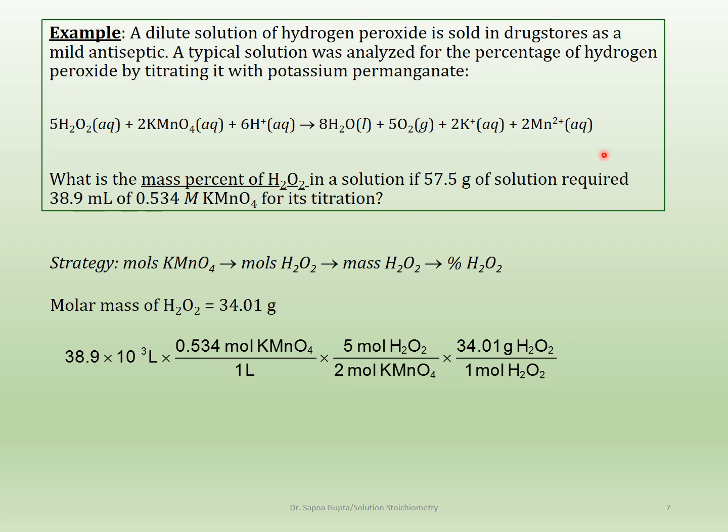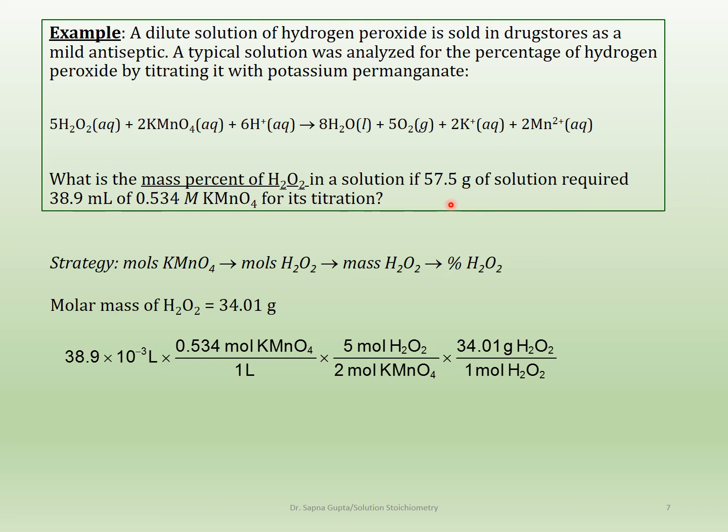And so the question then is, what is the mass percent of H2O2 in a solution if 57.5 grams of the hydrogen peroxide solution required 38.9 milliliters of 0.53 molar potassium permanganate for its titration? So we are trying to figure out the mass percent of peroxide in the original solution that we started with. And how much of that solution do we have? We have 57.5 grams of that solution.